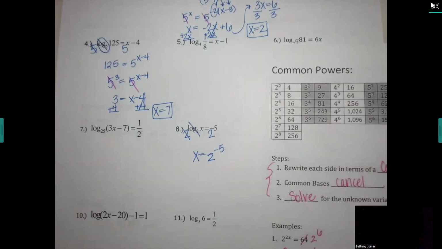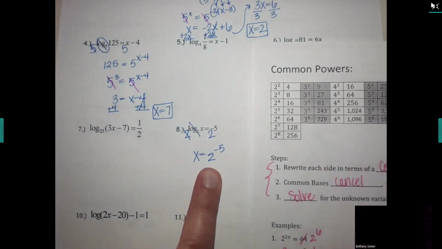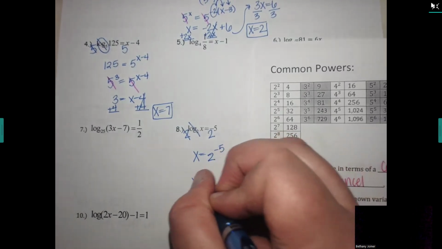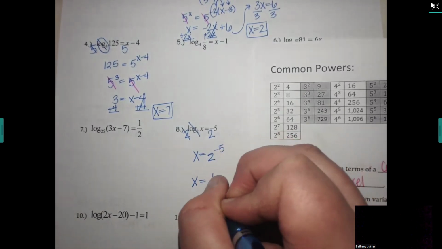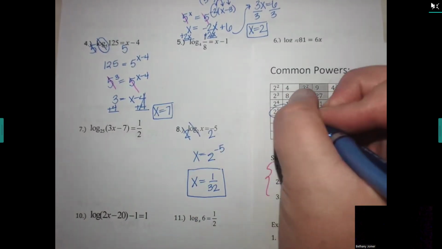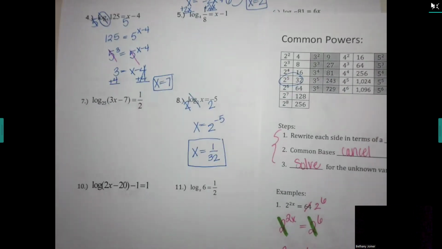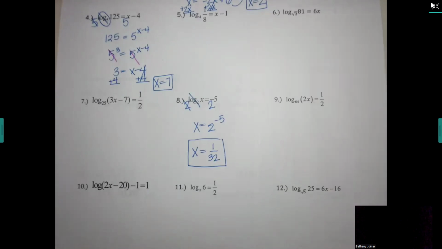I'll put mine up there. 32, but if it's a negative 5, do you remember you fraction it? So this would really be 1 over 32. Okay, so remember that if 2 to the 5 is a 32, then 2 to the negative 5 is just a 32 on the bottom. Okay?